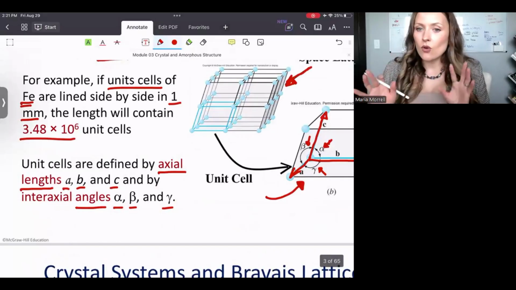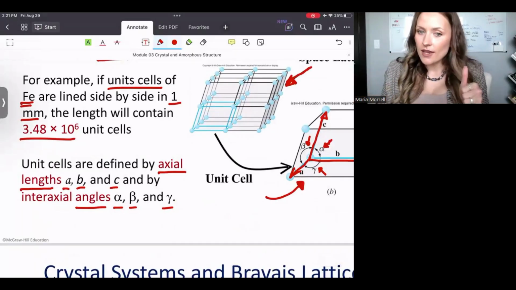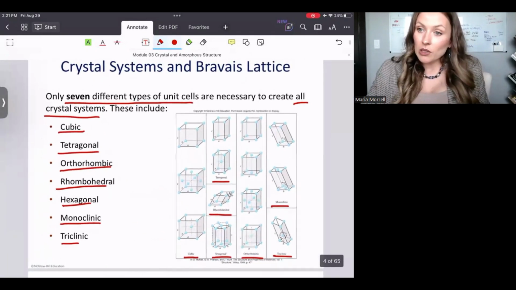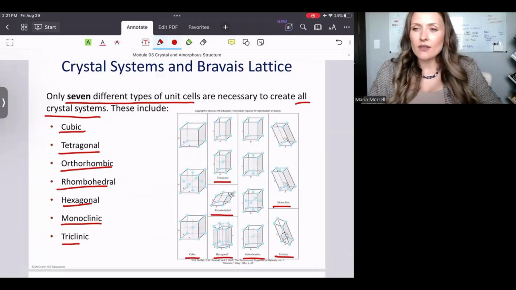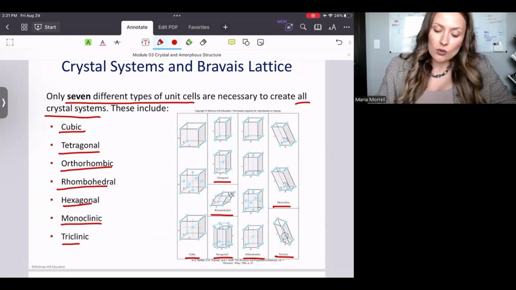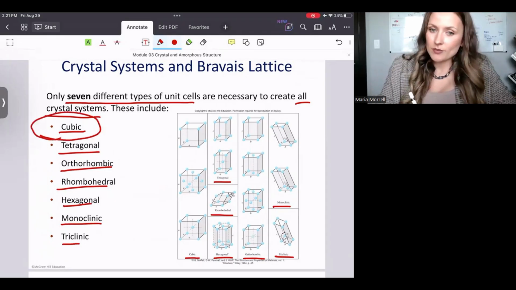Okay, and so to define those, all you need to know are axial lengths and interaxial angles, right? And so hopefully all of these shapes are familiar to you. We won't be diving into all, and to be honest, it is entirely unnecessary. Within this course, you will learn quite a bit about cubic.